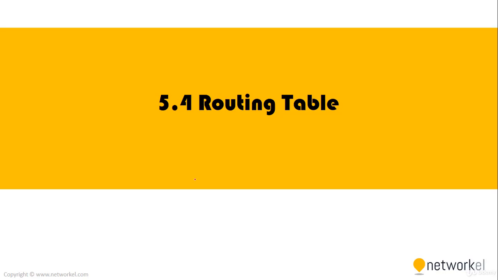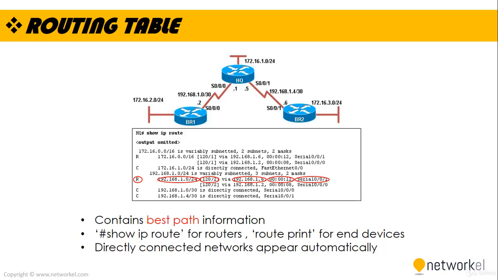Let's go ahead with the routing table. What is a routing table? The routing table stores information about IP networks and how they can be reached either directly or indirectly. The routing table is used to find the best path for the destination network.